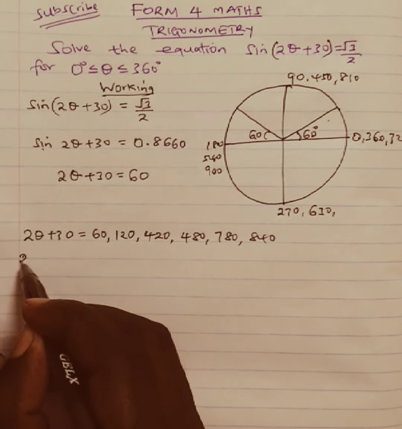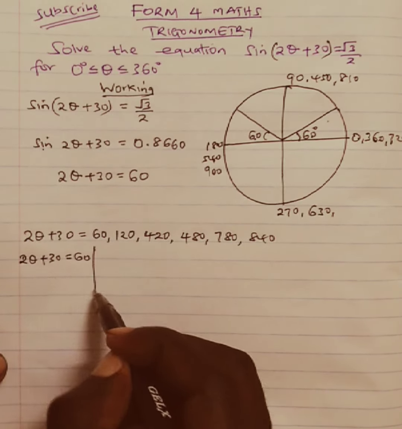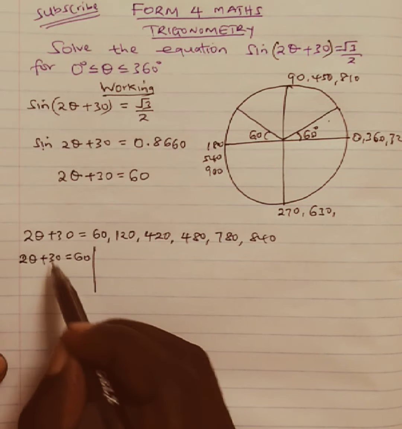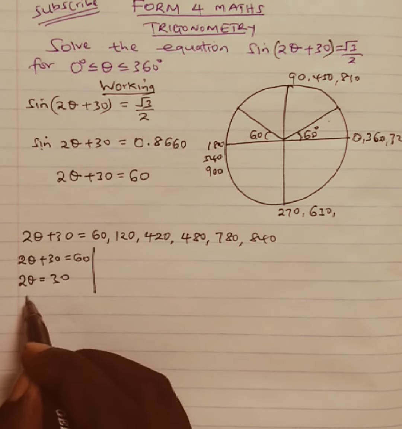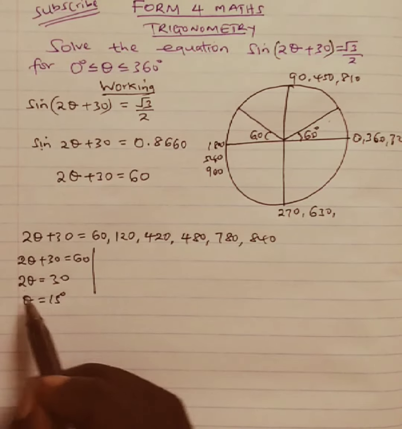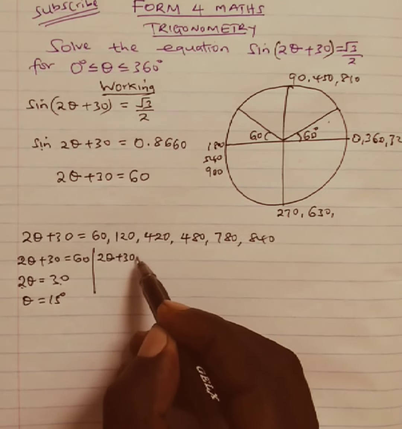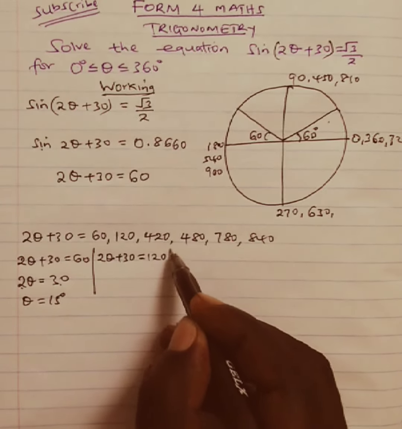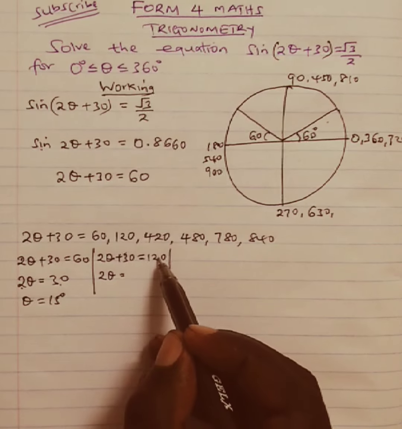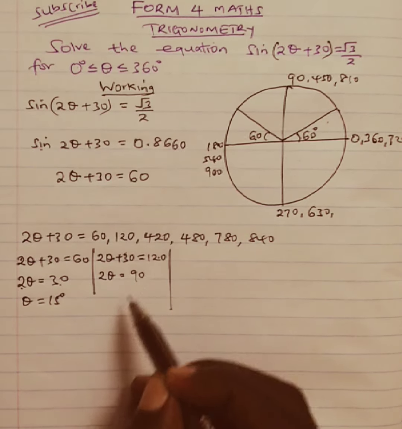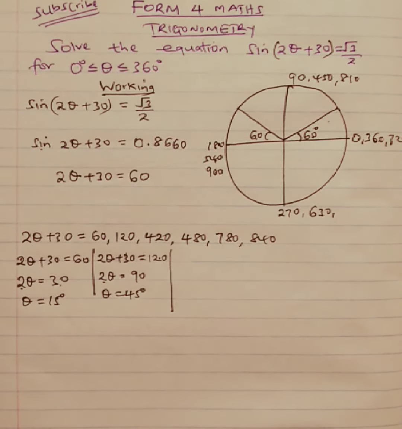So the first one is where twice theta plus 30 degrees gives us 60. If you take 30 to the other side, it becomes 60 minus 30, which is 30, and therefore twice theta is 30 degrees, and theta is equal to 15 degrees, if we divide by 2 on both sides. Then next, twice theta plus 30 is equal to 120. If you take that to the other side, it becomes negative, so twice theta is 120 minus 30, which gives us 90. Divide by 2 on both sides, theta is equal to 45 degrees.